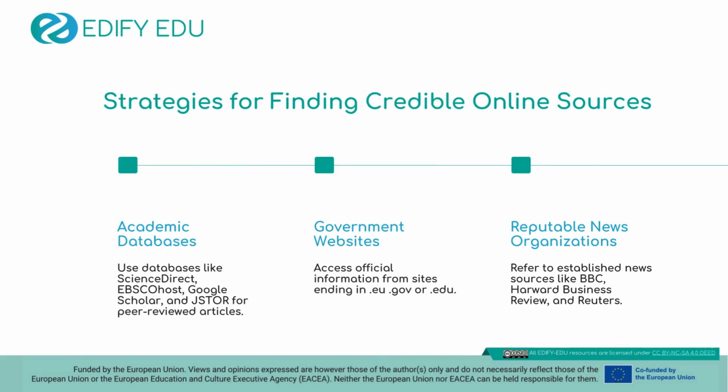Finding credible online sources is essential for accurate and reliable information. Use academic databases like ScienceDirect, EBSCOhost, Google Scholar, and JSTOR for access to peer-reviewed articles and scholarly papers. These databases ensure high-quality and well-vetted research. Government websites identified by URLs ending in .gov, or .edu offer official, verified information from authoritative institutions. Additionally, reputable news organizations such as BBC, Harvard Business Review, and Reuters provide trustworthy news and in-depth analysis, adhering to rigorous journalistic standards. By utilizing academic databases, government websites, and reputable news organizations, you can effectively gather credible and accurate information online.